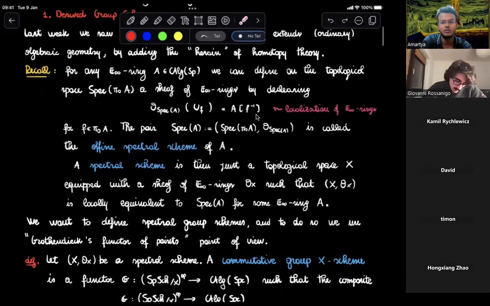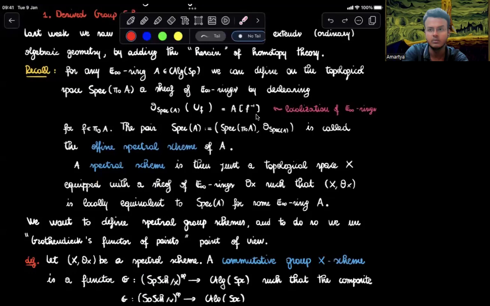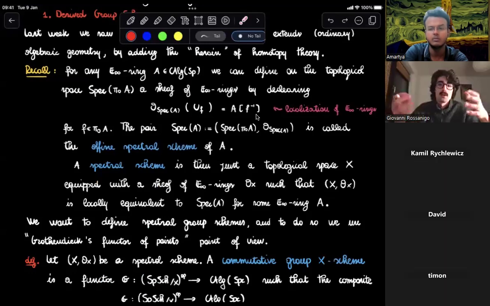Okay, whenever we have a spectral scheme, so we are in the realm of spectral algebraic geometry, what we would like to do is to define analogs of ordinary objects in this realm. And the point is that many times the usual definition that is most straightforward is not the correct one. For example, think about how we would like to define group schemes. Defining a group scheme in ordinary algebraic geometry is just giving a scheme and a multiplication map from the product of the scheme with itself into the scheme, such that it satisfies a bunch of relations.